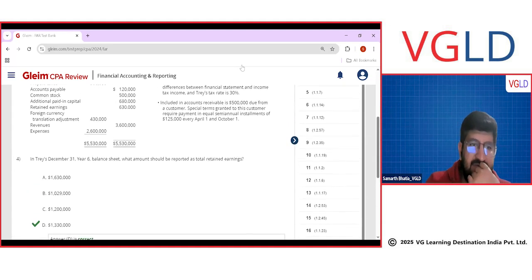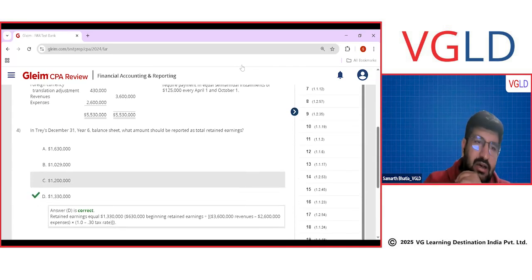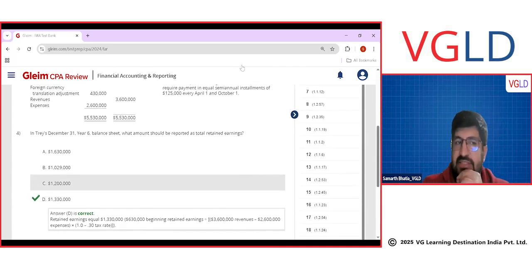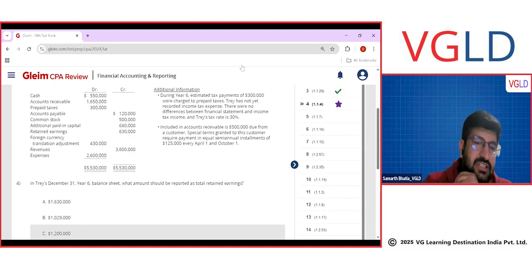So we have 630,000 in the retained earnings. We already have revenue and expenses, which is going to be $1 million. And $1 million after tax is going to be adjusted here. So we have not made any adjustment for prepaid taxes and any adjustment for this 500,000. Why? Because it will not be affecting our total retained earnings balance. In any case, it will not be affecting us.